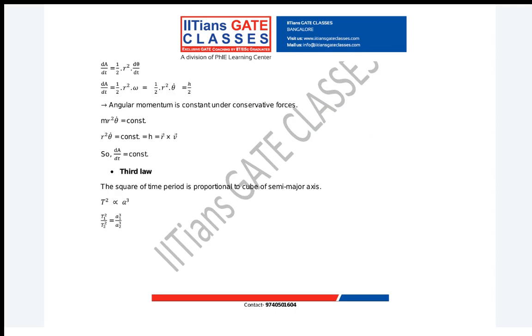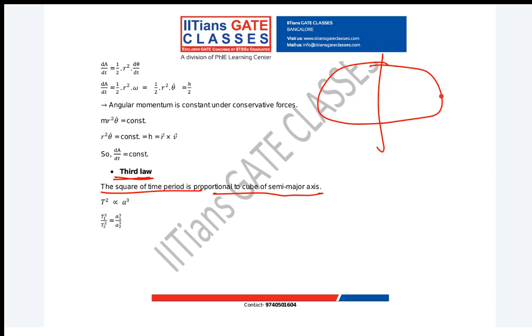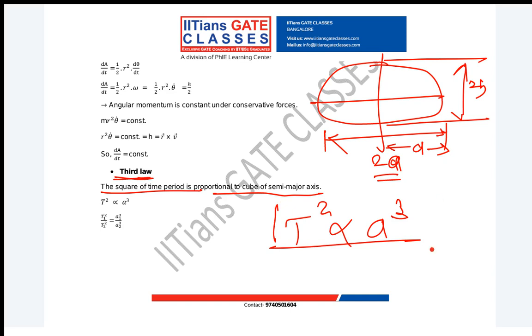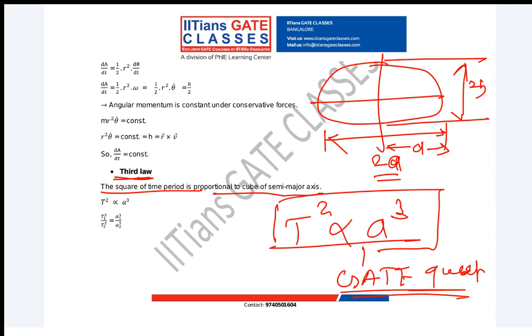Now the third law. From the third law also, there are GATE questions. What does the third law say? The square of the time period is proportional to the cube of the semi-major axis. So for any ellipse, we know the semi-major axis. See, this is 2a, so this is the total major axis, and this is 2b. So the semi-major axis is a. So the time period in this elliptical orbit is such that T square is proportional to a cube. And from here also, there is a GATE question. So these are Kepler's laws.